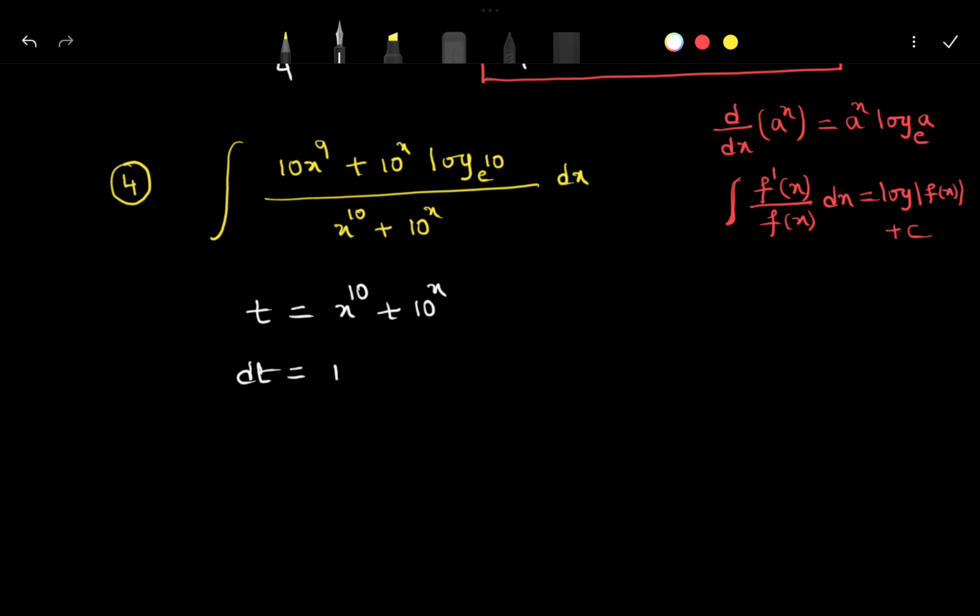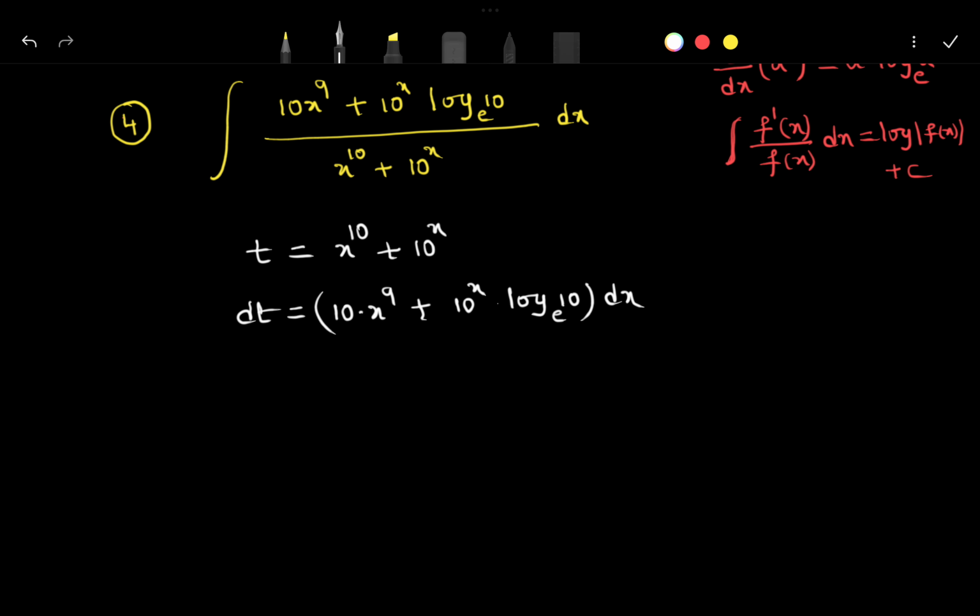Derivative will be 10 into x to the power of 9 plus a to the power of x. The derivative of a to the power of x will be a to the power of x, I mean 10 power x into log a base e, that means log 10 base e into dx. So this is after differentiation. Now substitute this value in the given question, that is equal to the integration of dt whole divided by t.